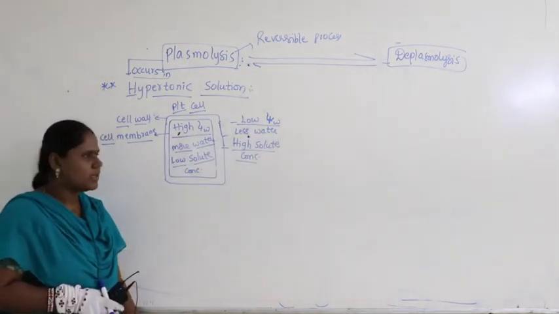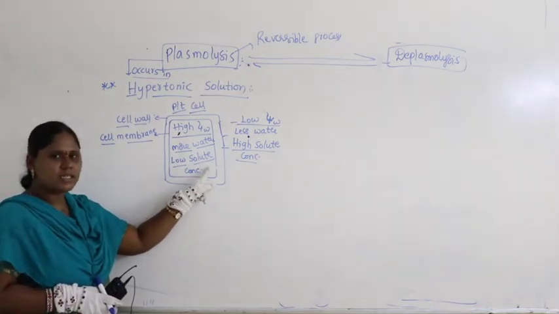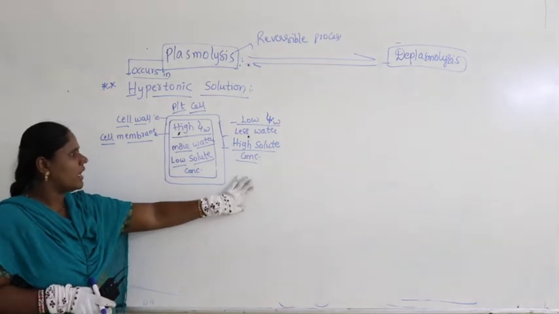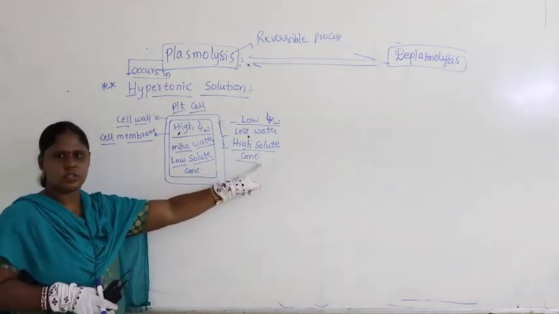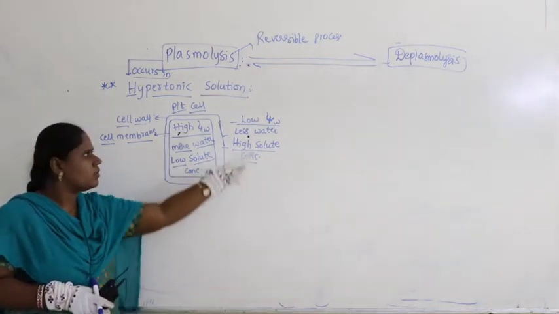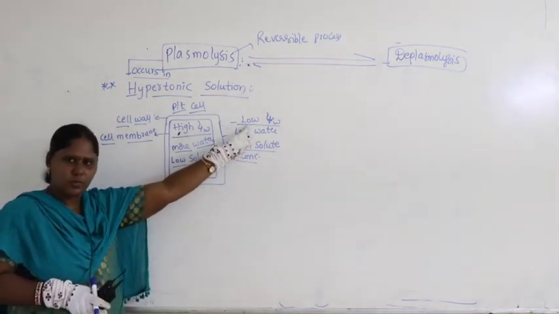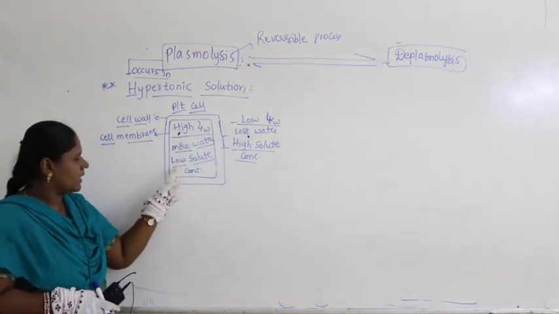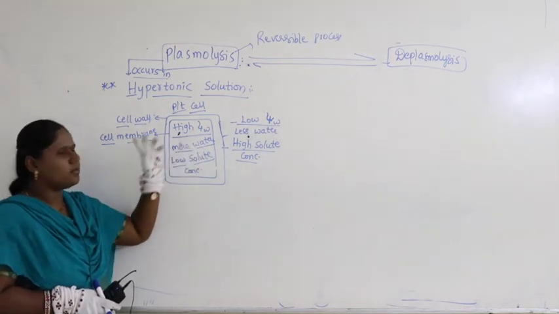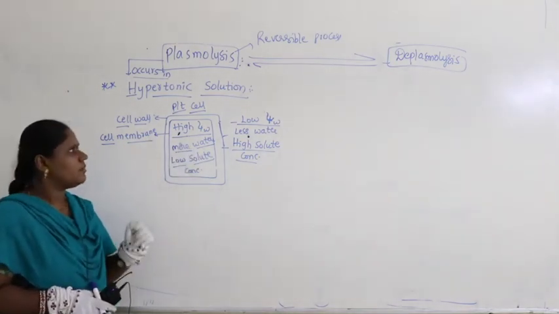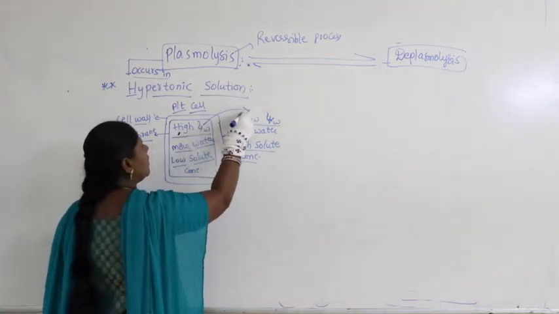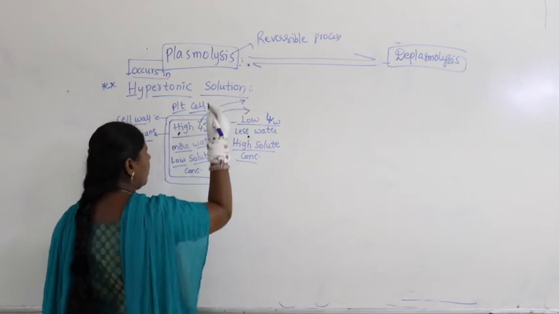What are we discussing? We are discussing the plant cell with the external solution. The external solution has high solute concentration, which is said to be hyper. When there is high solute, it is automatically understood that there is less water, meaning lower water potential. Inside the cell, low solute concentration means more water, higher water potential. That means movement happens from higher water potential to lower water potential. That means water is coming out.